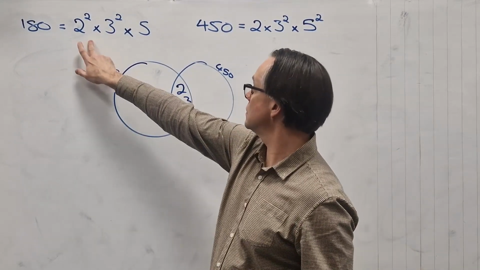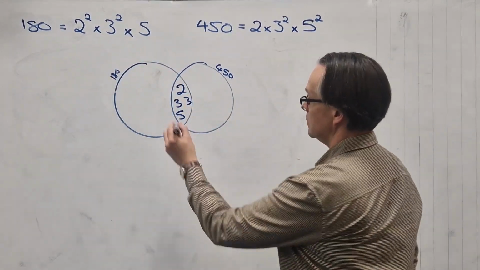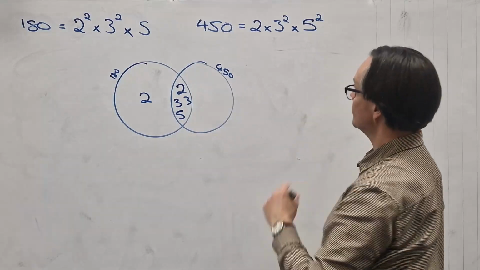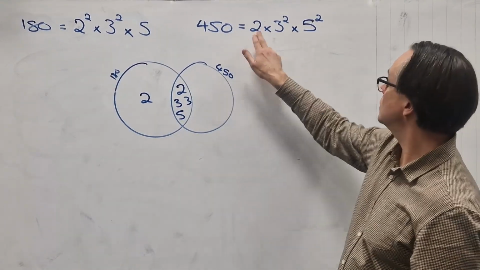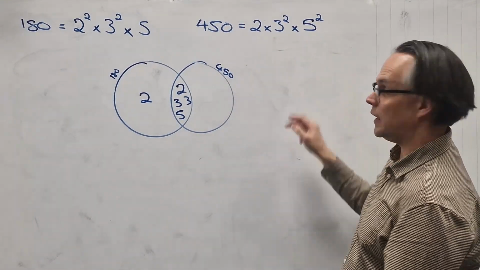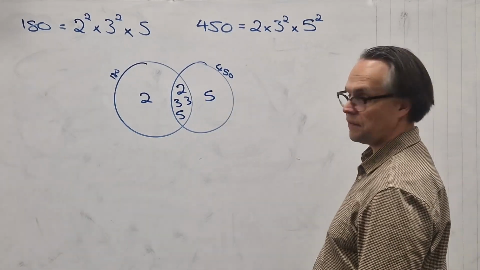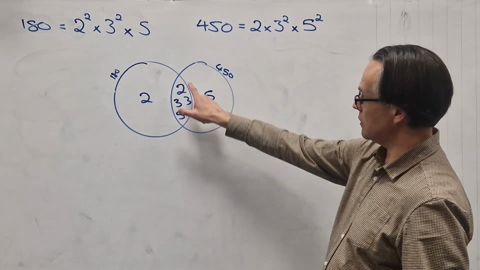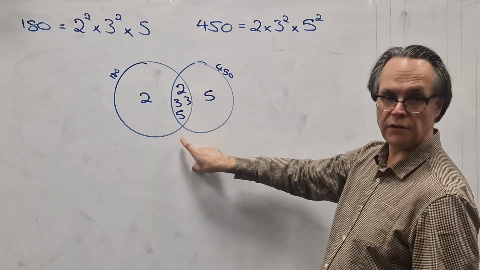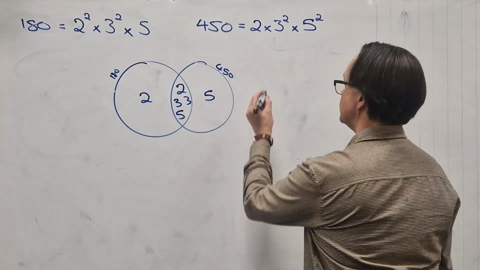So 2 2s, 2 3s and a 5. So I need another 2 in here. And a 2 and 2 3s and 2 5s, so I need another 5 in here. So the highest common factor will be the product of the numbers that are in the intersection of the two circles.